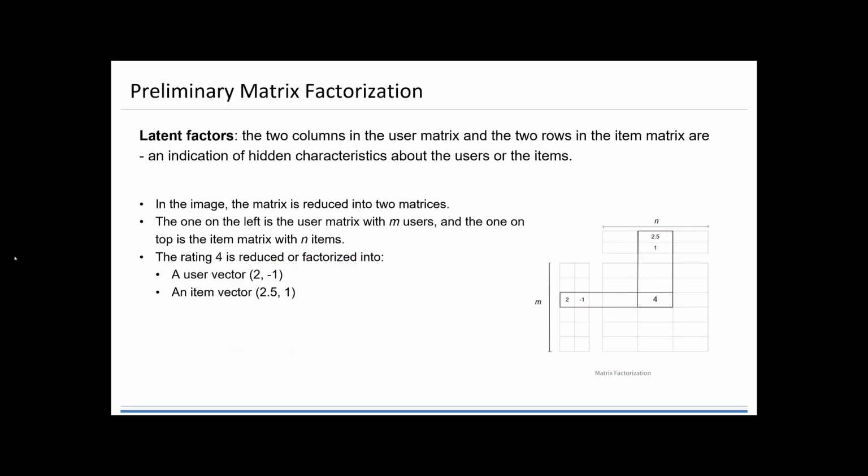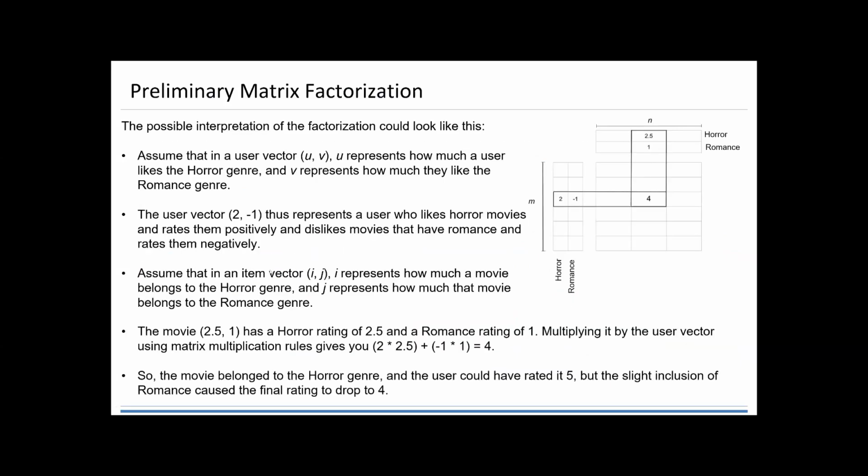Now let's look at matrix factorization. One possible interpretation of this factorization is this: assume that in the user vector, u and v, u represents how much a user likes the horror genre, and v represents how much they like the romance genre. So the first row is horror, and the second row is romance.